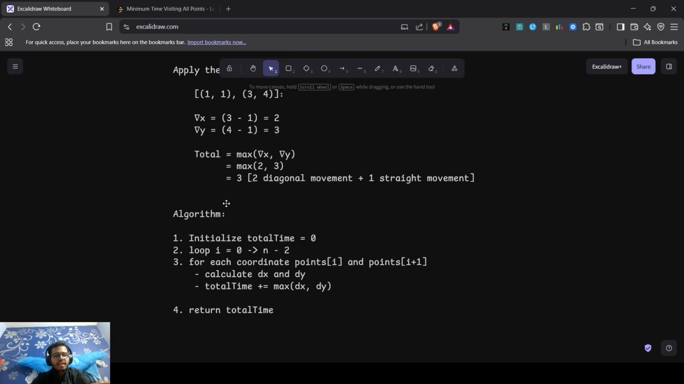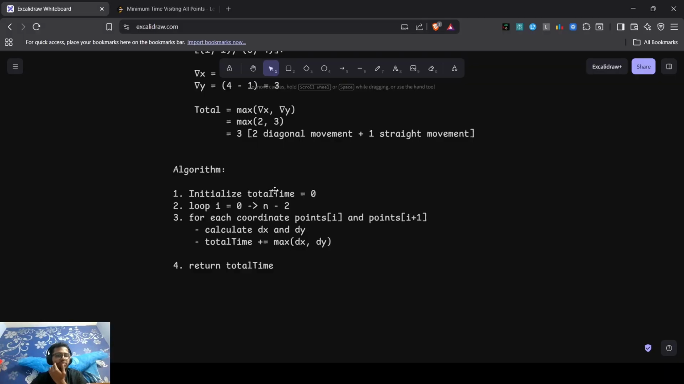Now, what is the algorithm? The algorithm is very simple. We need to initialize the total time equal to 0, and we need to loop from 0 to n minus 2. Why not n minus 1? We will see. For each coordinate points I and points I plus 1. This is the reason we need to loop up till n minus 2, because we are considering the points of I, this index and the next index. If we would have gone to n minus 1, then it would have been out of bounds. We couldn't find the I plus 1 for the last index.